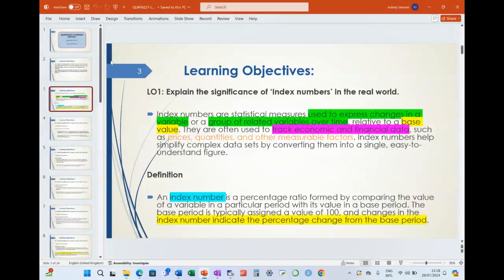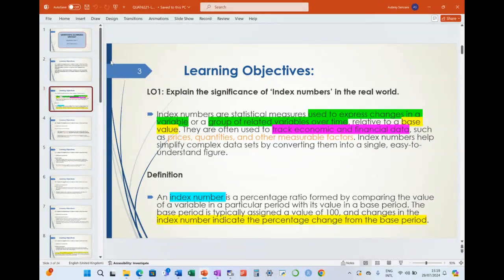So for all my respective modules, I have statistics, I have knowledge management for the 3rd years, and then I have business management, and so forth. That would now be a group of related modules. Then here they give some examples: prices, quantities, and other measurable factors.